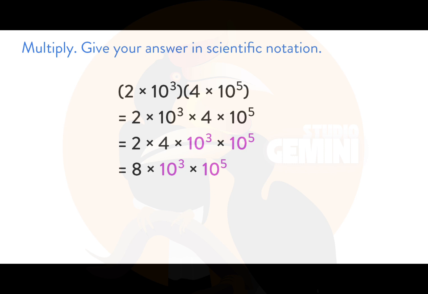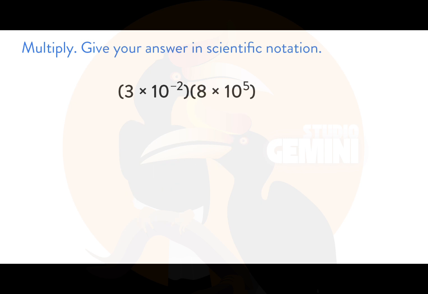Remember, when you multiply powers with the same base, you just add the exponents together. So 10 to the power of 3 times 10 to the power of 5 is 10 to the power of 3 plus 5, which is just 10 to the power of 8. So 2 times 10 to the power of 3 times 4 times 10 to the power of 5 is equal to 8 times 10 to the power of 8.